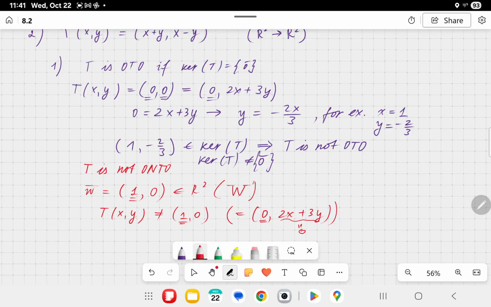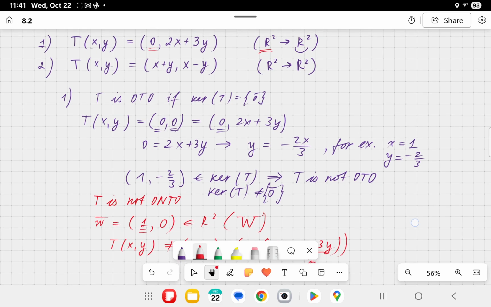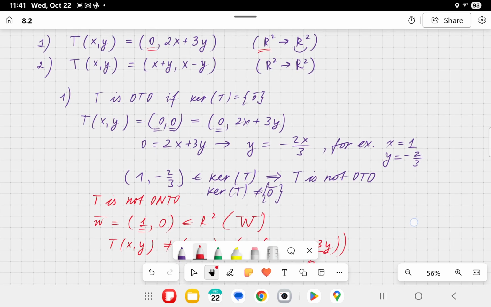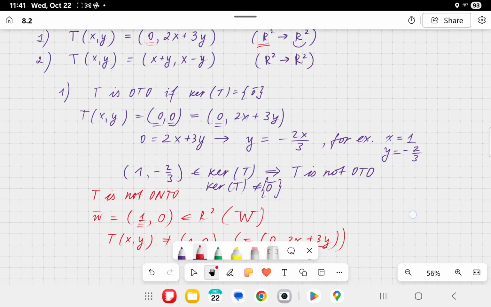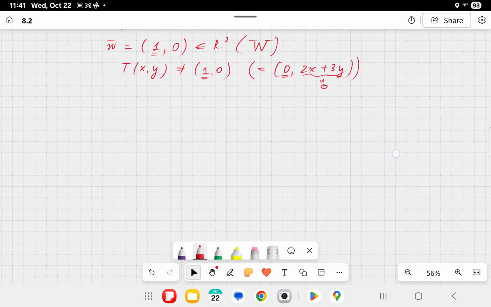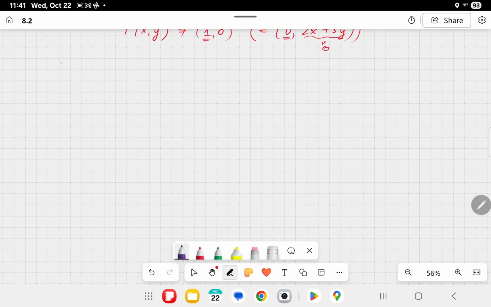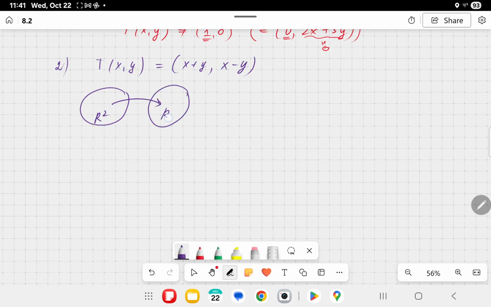Second problem, a transformation which does x plus y and x minus y. Okay, I'm going to scroll it up and just copy the problem. The transformation of x, y, which is doing x plus y, x minus y, is going to take R2 and transform it into another two-dimensional space, R2, right? So this is V, this is W, and we're going to start, of course, with checking one-to-one.